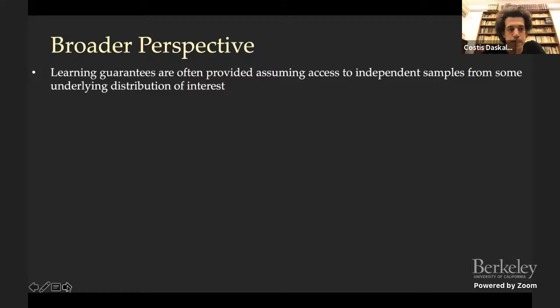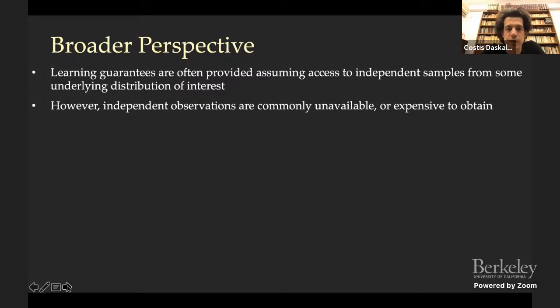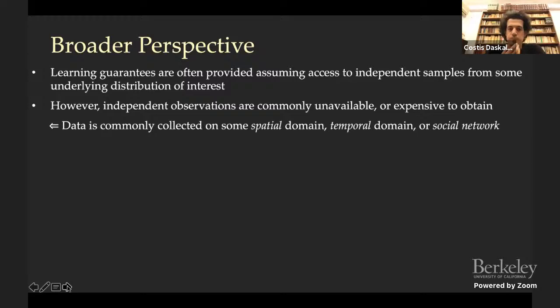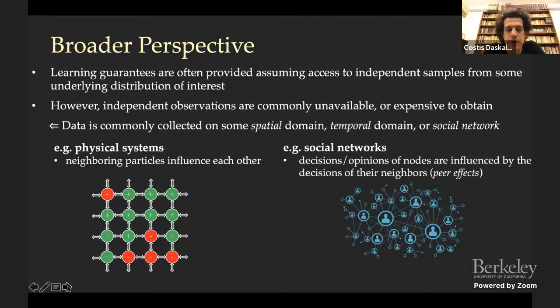Very commonly, independent observations, especially of complex phenomena, are unavailable or very expensive to obtain, because commonly we're interested in phenomena that have a spatial component or a temporal component, or they're collected on a social network. In these types of scenarios, it's hard to get independent observations, right? There are many cases where phenomena we try to study, either in nature or in social environments, involve observations that are scattered in time or in space or on a network.